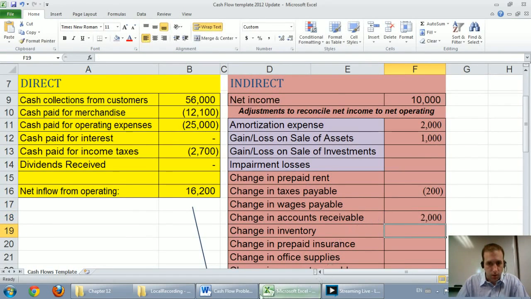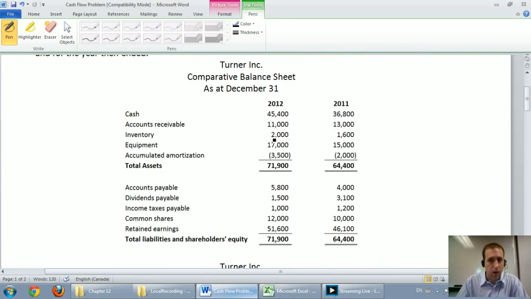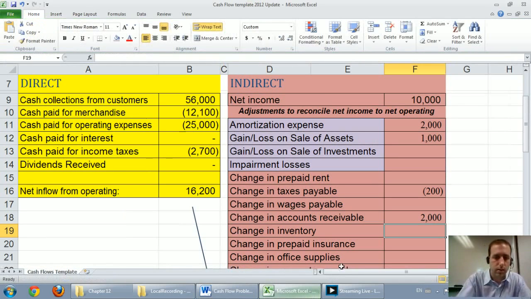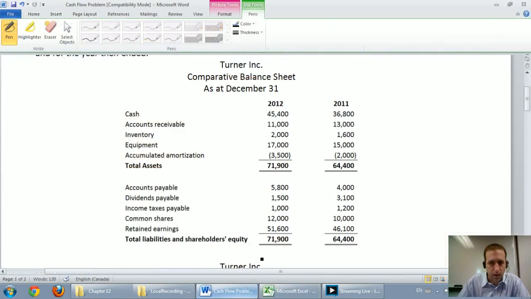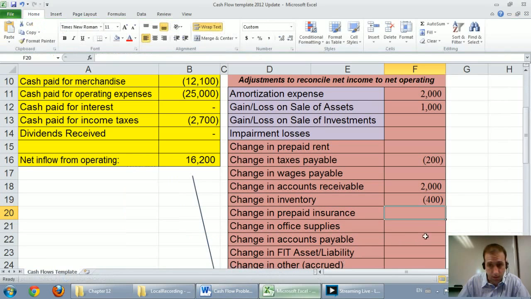Change in inventory. Let's see. We did have inventory. Our inventory went up by 400. Why would inventory go up by 400? Because we bought more inventory. So that's bad for your money. Right? If you have more inventory, it means you have more money tied up in your inventory. It's bad for cash. Prepaid insurance we didn't have. Office supplies we didn't have.